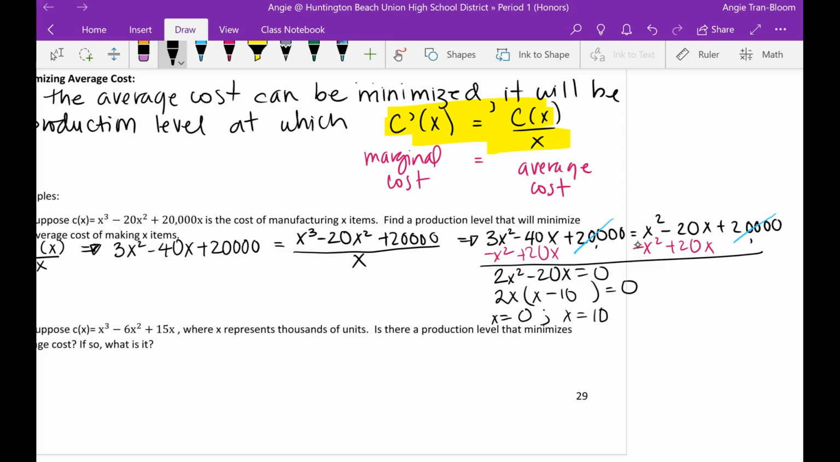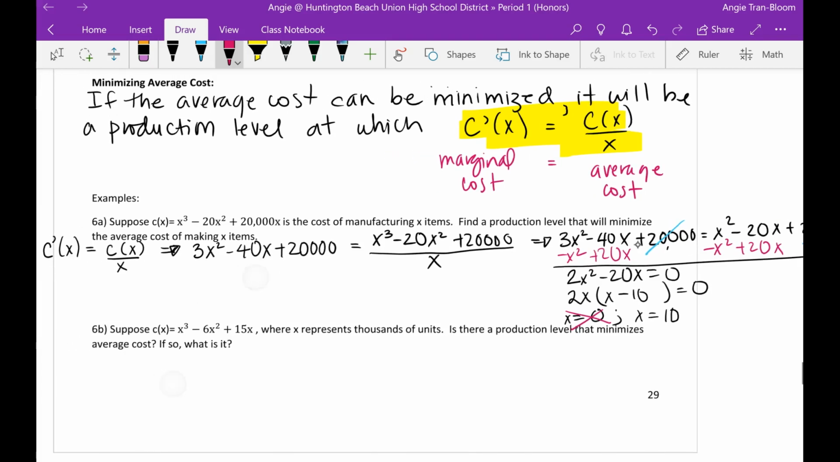Obviously, you're trying to make things, so making 0 things is not going to work because you can't really have an average cost of 0 items, so you can ignore 0. So right now, how many items you can produce is 10. Okay, now let's see if this is something that you can minimize.